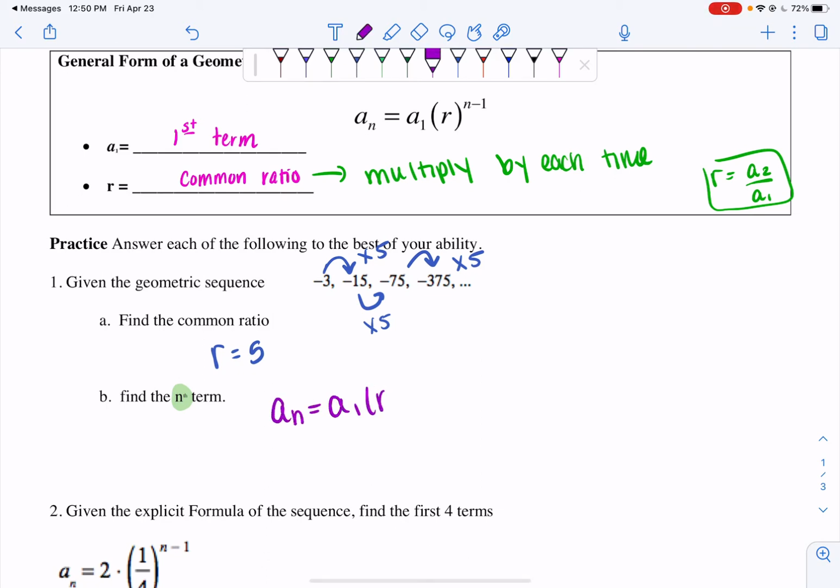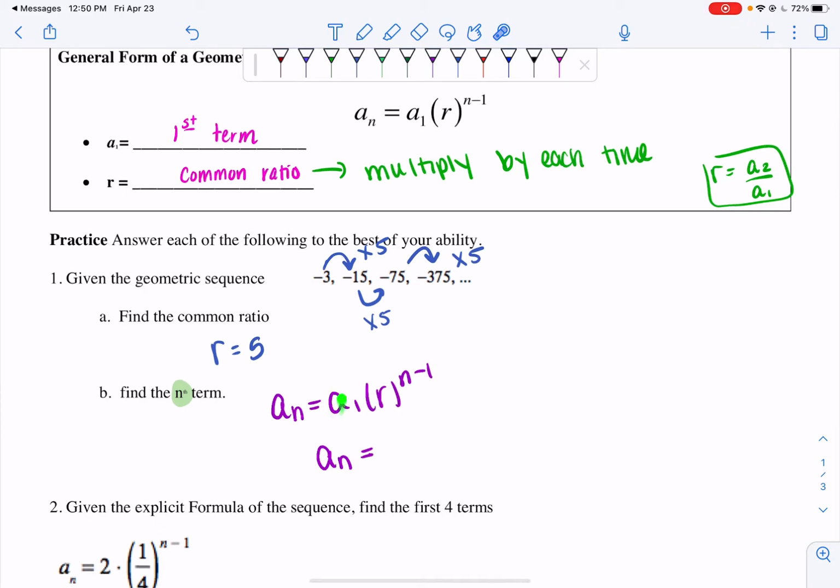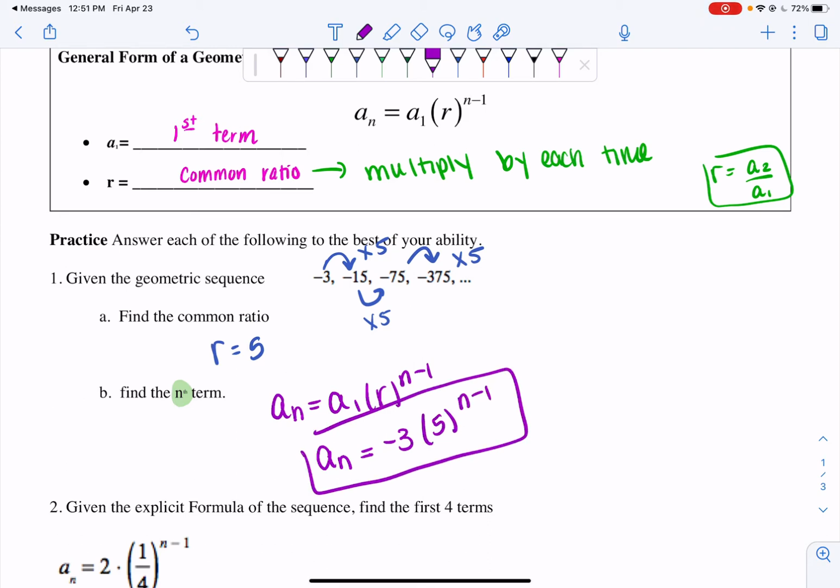Now, when it says to rewrite this to find the nth term, I know a sub n equals a sub 1 times r to the n minus 1. So now I just make my substitutions. I always have a sub n, similar to a y equals. I now need to know what my first term is. If I look at my sequence, my first term is -3. I now need to know what I'm multiplying by each time. So if you look, I'm multiplying by 5 each time, or my common ratio, and I raise it to the n minus 1. And that's my final answer.